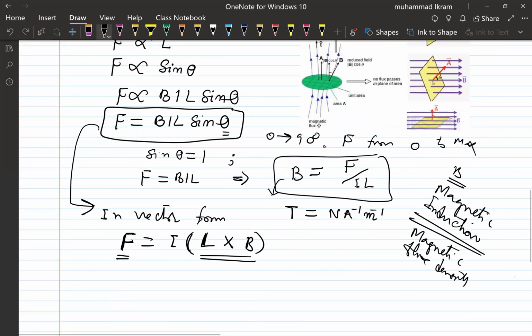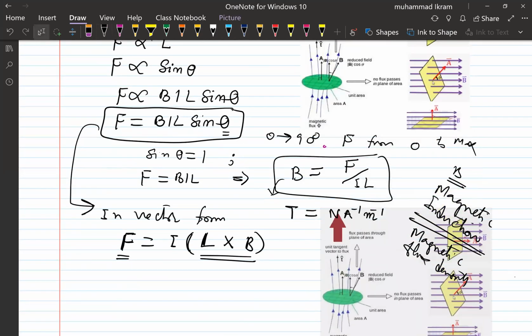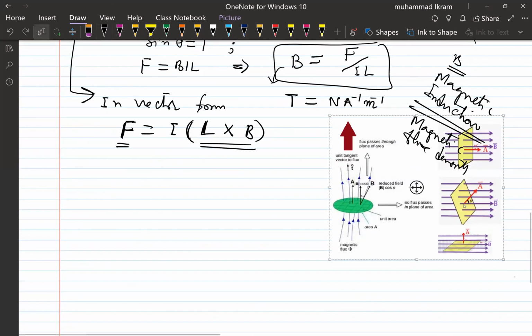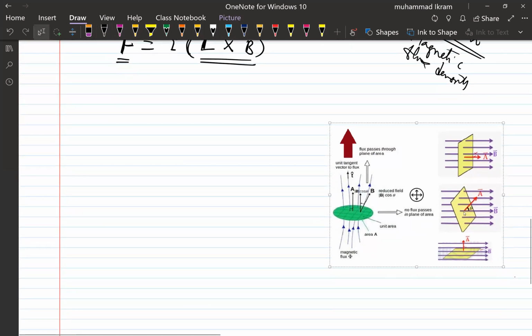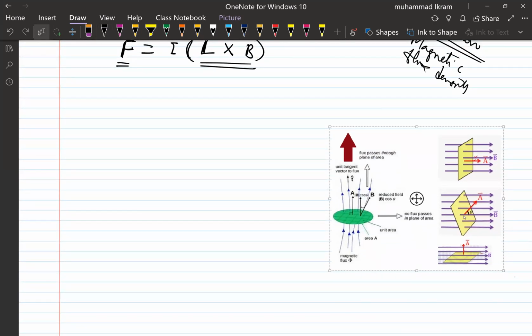Okay, let us move on to the next topic. Now, what is our next topic? Our next topic is the magnetic flux.